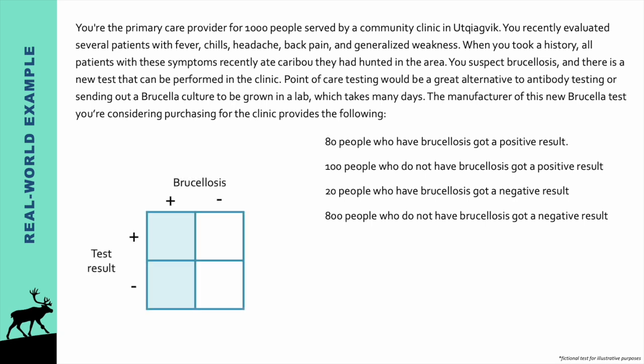We can use the 2x2 table method to organize the information provided. 80 people who have the disease got a positive result. 100 people who do not have the disease also got a positive result. 20 people who have the disease got a negative result. 800 people who do not have the disease got a negative result.